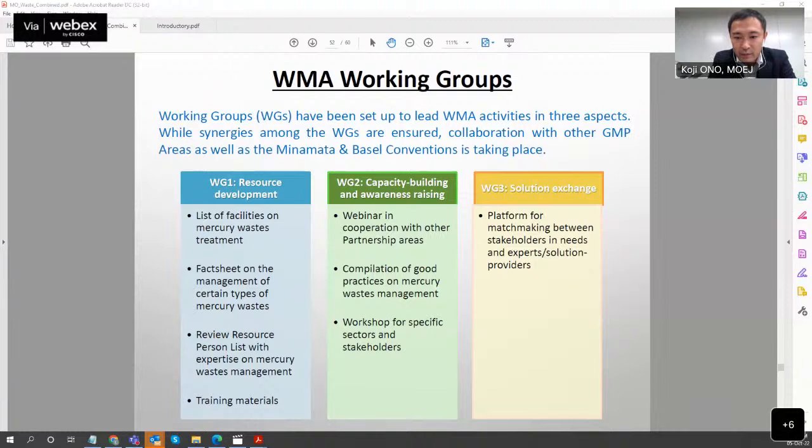Working Group 2 is about capacity building and awareness raising. The activities of Working Group 2 are, for example, to hold a webinar and workshop with specific sectors and stakeholders and compile good practices on mercury waste management. Working Group 3 aims to provide solutions by matchmaking between stakeholders in need and experts or solution providers. Next slide, please.